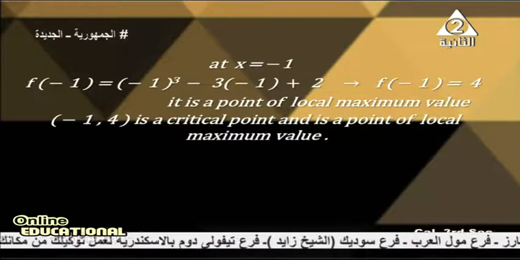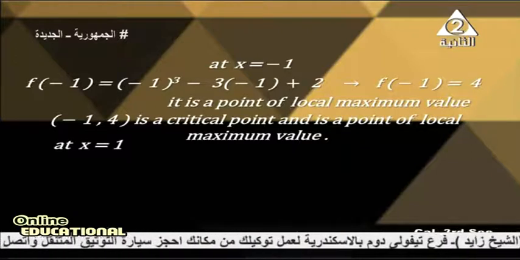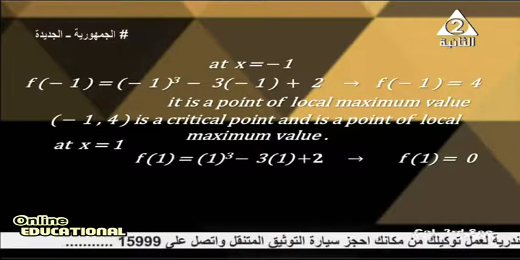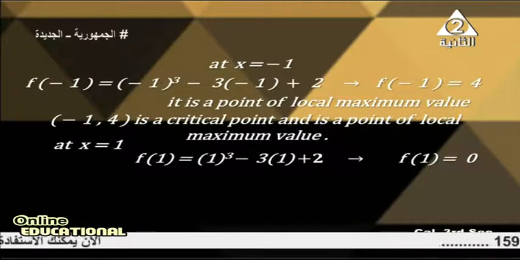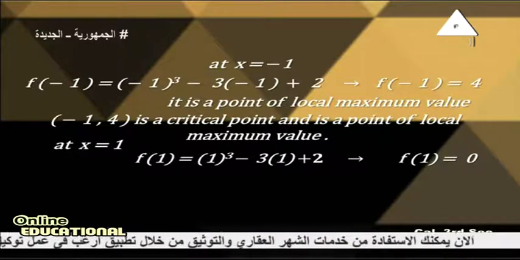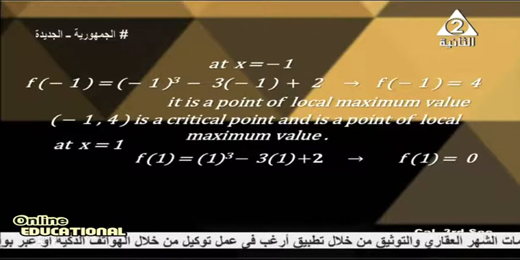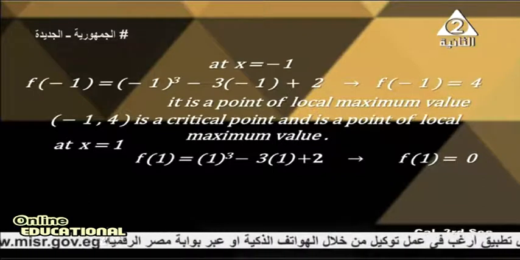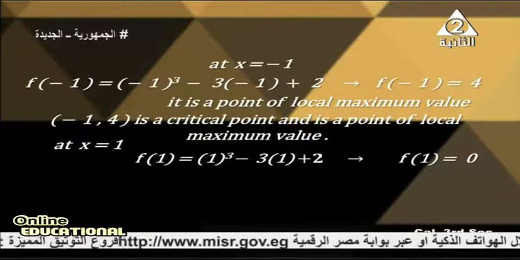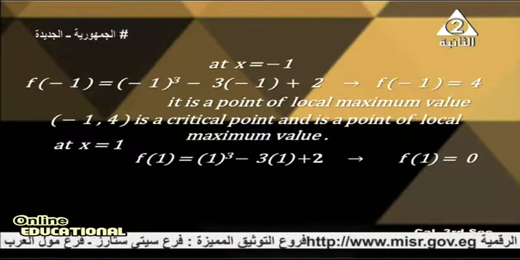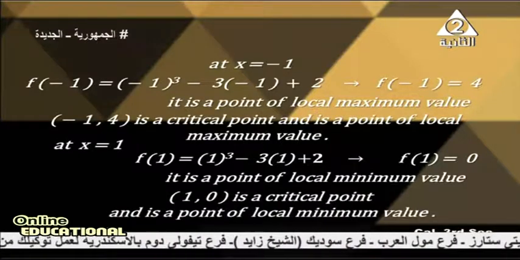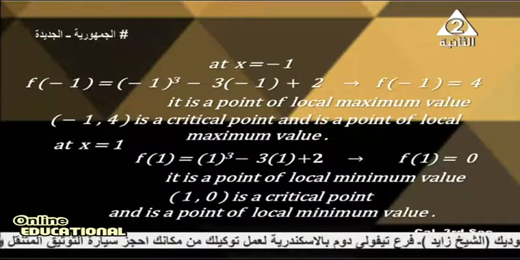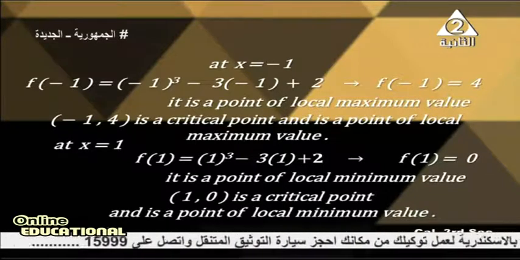What about x equal 1? At x equal 1, the original function f of 1 equals 1 to the power 3 minus 3 times 1 plus 2. Then f of 1 equals 0. F of 1 equals 0 means y equals 0. Then the point 1 and 0 is a point of local minimum value. And we can say 1 and 0 is a critical point and is a point of local minimum value.